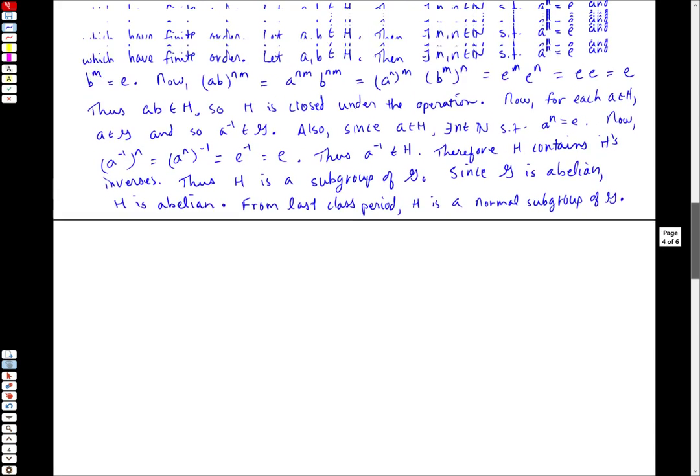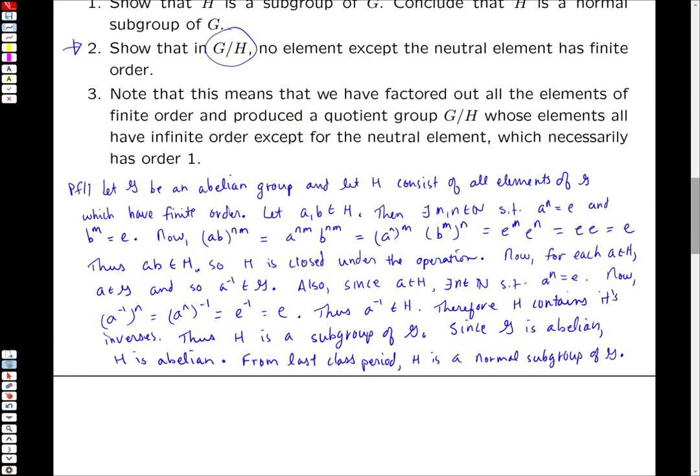Scroll this up a little bit. This is going to be our number 1. This is going to be 2. So we have to show that these have finite order. How would we show that they have finite order?